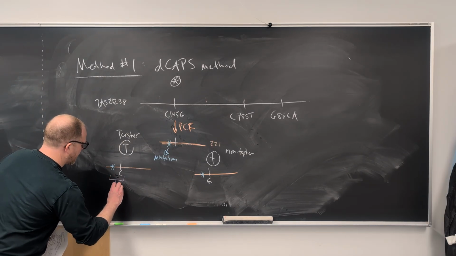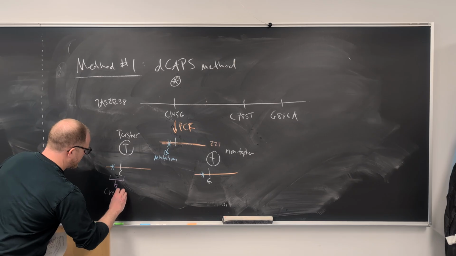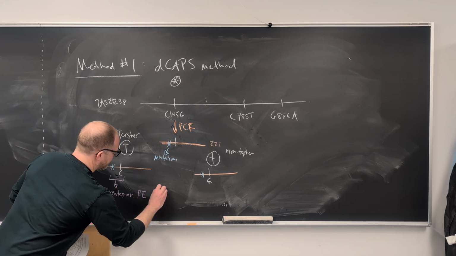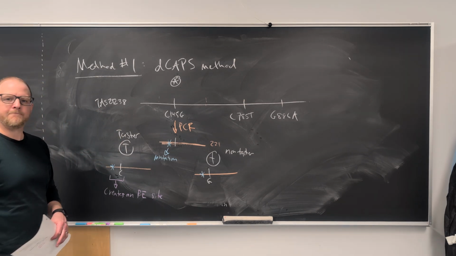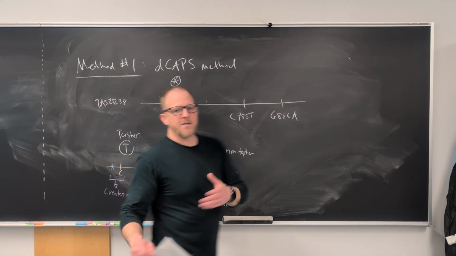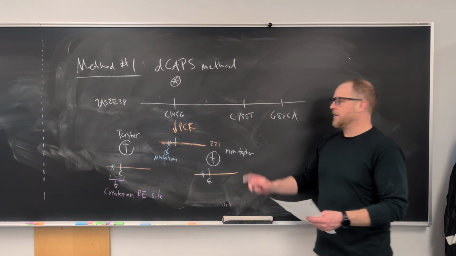So this mutation, what it does is it creates a restriction enzyme site, an RE site. And this will be the basis for how we actually differentiate between the taster and the non-taster allele. So this is the rough overview.